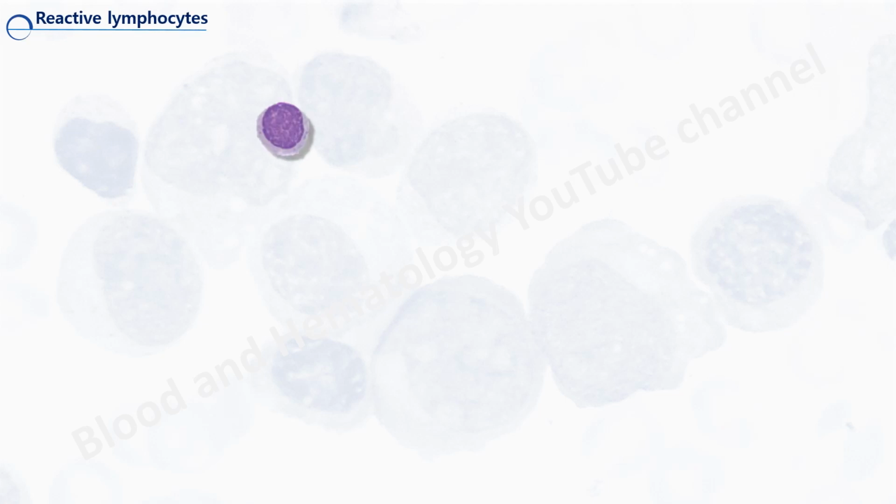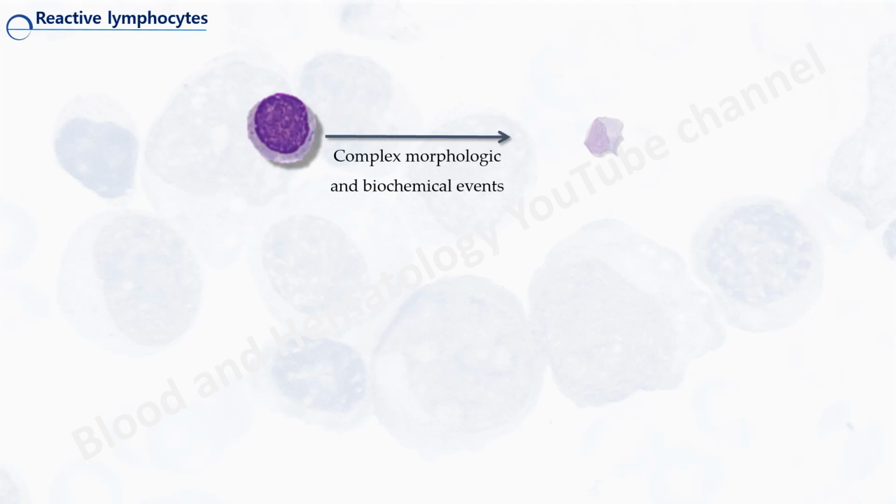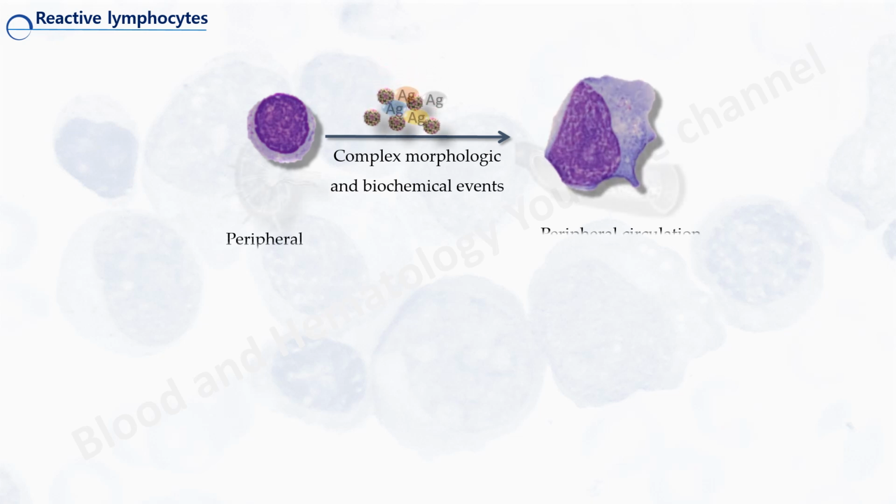Reactive lymphocytes are the result of complex morphologic and biochemical events that occur as lymphocytes are stimulated when interacting with antigens in peripheral lymphoid organs. Lymphocyte activation results in the transformation of small resting lymphocytes into proliferating larger cells, which spill into peripheral circulation.